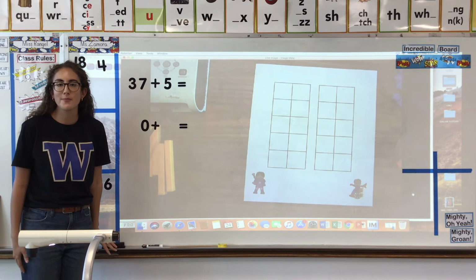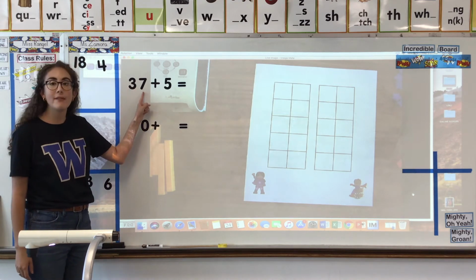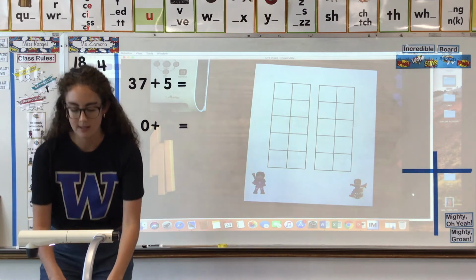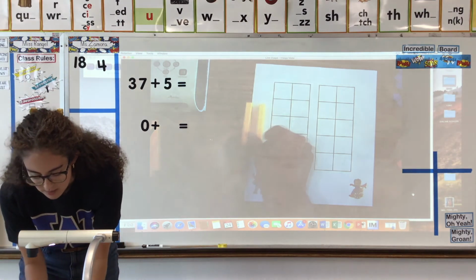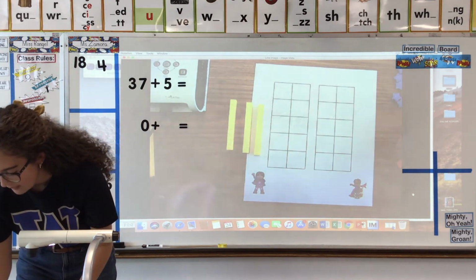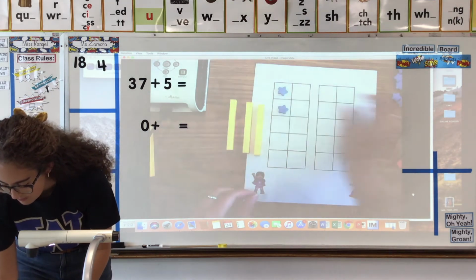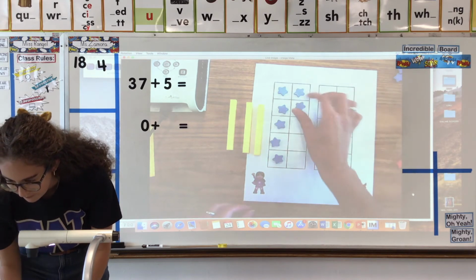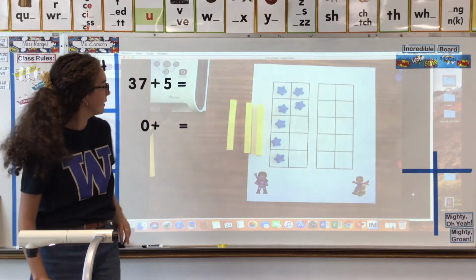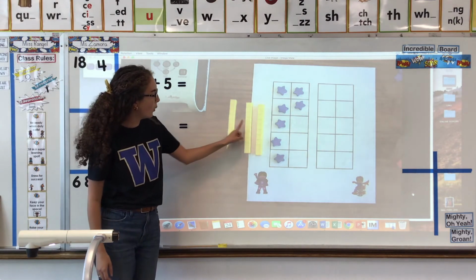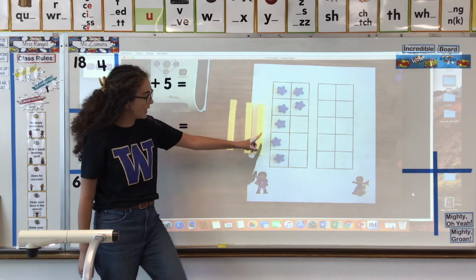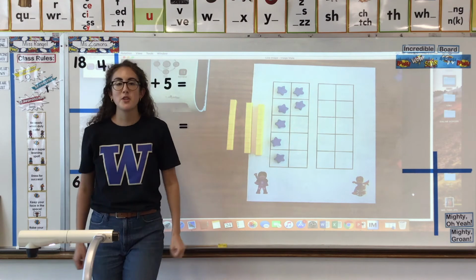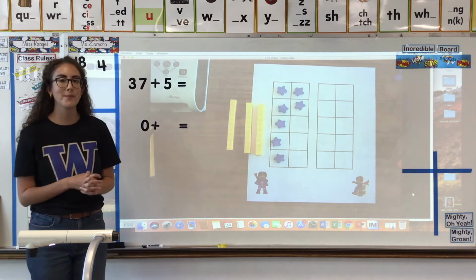So let's start. Can you show me 37? I need you to show me 3 tens and 7 ones. So show me 3 tens with your sticks, and then 7 ones. Awesome. Okay, I've got 1, 2, 3 tens, 30, and 7 ones, 37. So you should have the exact same thing as me.